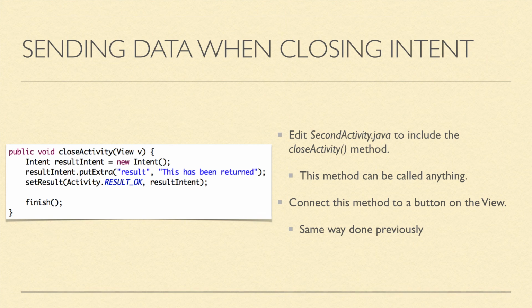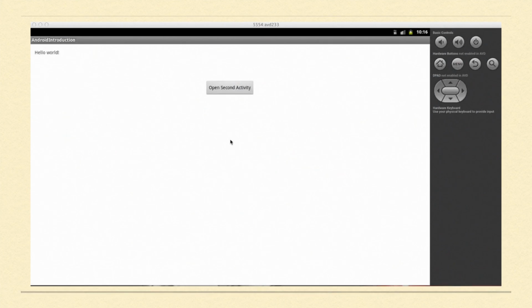And in your second activity, when you've got a close activity method, you just create another intent. So you're going to have intents all over the place in your code. You create another intent, add on this extra value, the result intent, or put extra, and then you send it back and you finish, and that closes the activity down. And then you get this. Open second activity. Look, no hands. Look at that. And then close. Woohoo, this has been returned. Very exciting. All right, any questions on that?